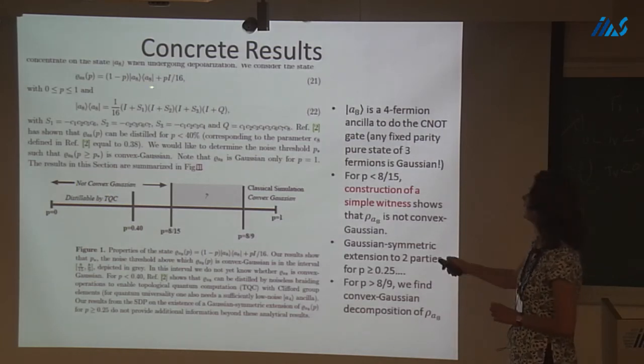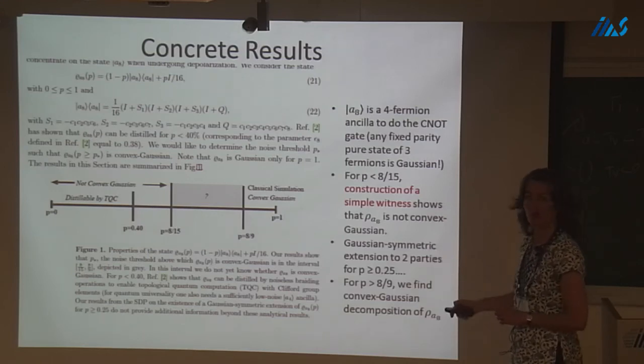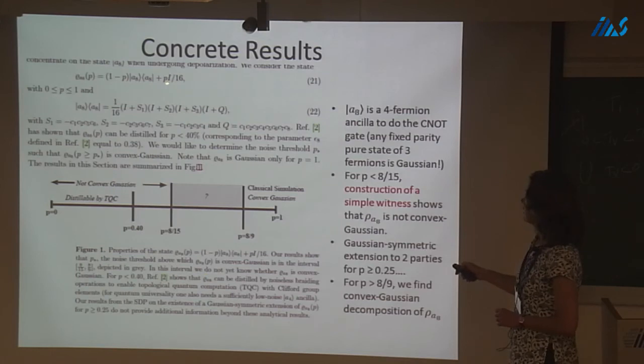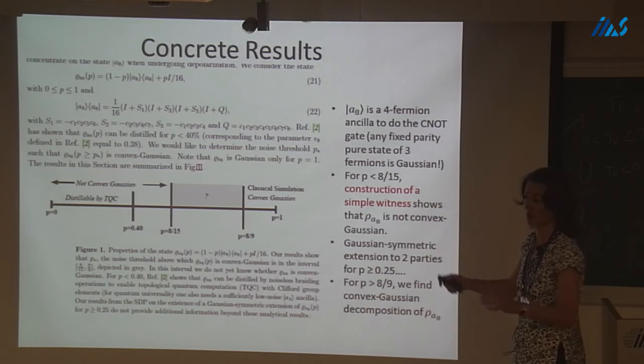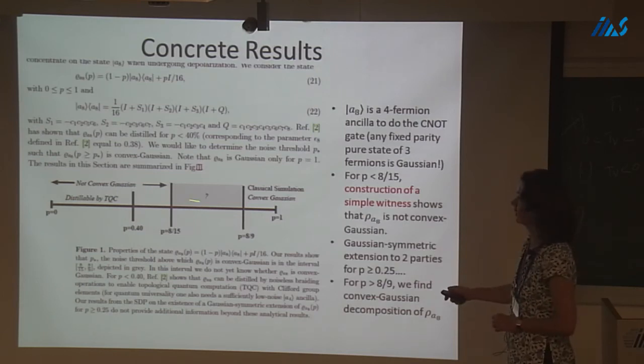P is the probability of error, a noise rate. So with probability 1 minus P, I have the perfect ancilla, and with probability P, I have the mixed state. And only for one value of P did we find a decomposition in terms of Convex-Gaussian states. So there's a big gap still open.